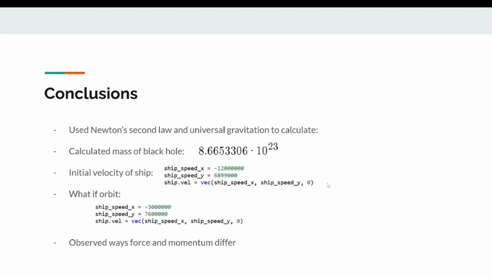So some conclusions we found were that using Newton's second law and universal gravitation helped us calculate the mass of the black hole, the initial velocity of the ship, and the initial velocity for the what-if orbit. And through all of this, we observed ways forces and momentum differ.